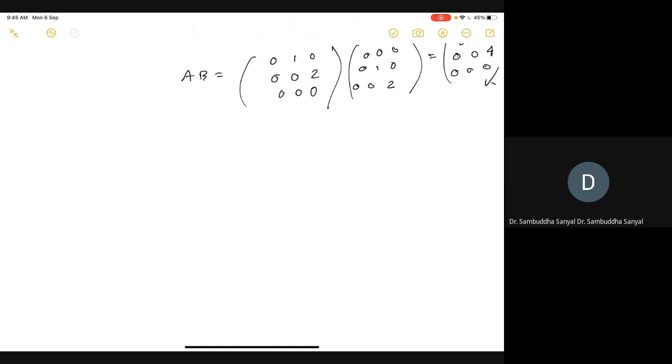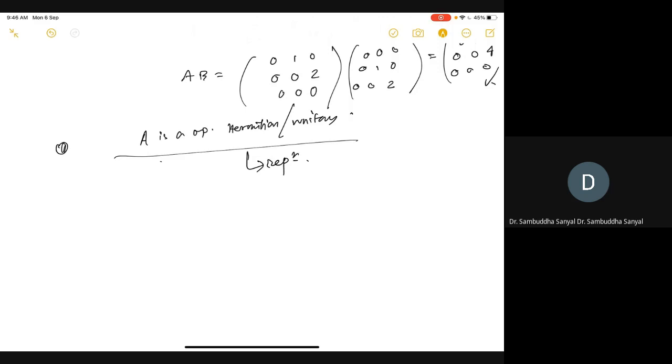Now you can go through these simple examples: the adjoint of a matrix, the Hermitian matrix and all those things. If A is an operator which is Hermitian, unitary, etc., then what kind of representation will they have? That sort of thing you can just check for yourself. These are very simple things.